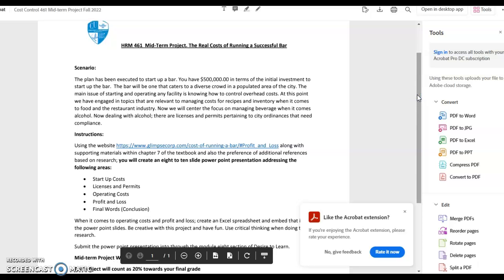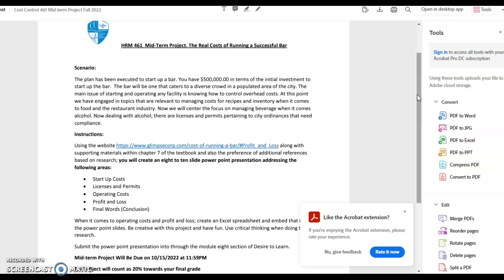And remember, you are putting together a project on what it's going to take for a bar startup. The scenario, again, I've written out for everybody. I've given you a budget of $500,000, and these are the areas that you need to focus on if you look under the instructions. Evaluate your startup cost. Look at licenses as well as permits. Look at operating cost. Look at profit or loss. And also, I'm looking for final words, which will be your concluding slide.